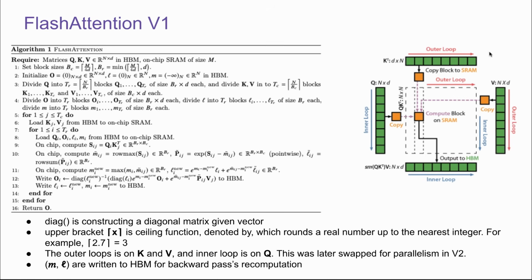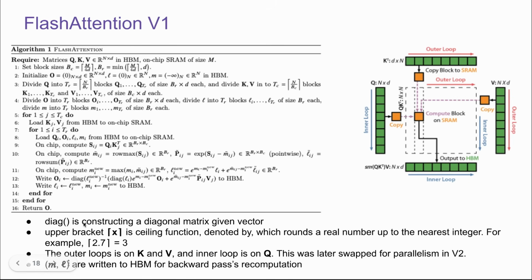And then it has the outer loop and the inner loop. The outer loop is for j from 1 to TC. We iterate through key and value blocks, and we load those blocks from HBM to on-chip SRAM. For each of the K and V blocks, we go through all the query blocks along with output blocks and L and M blocks. We load them from HBM to on-chip SRAM. The rest of the calculation is the same as we have gone through in previous slides.